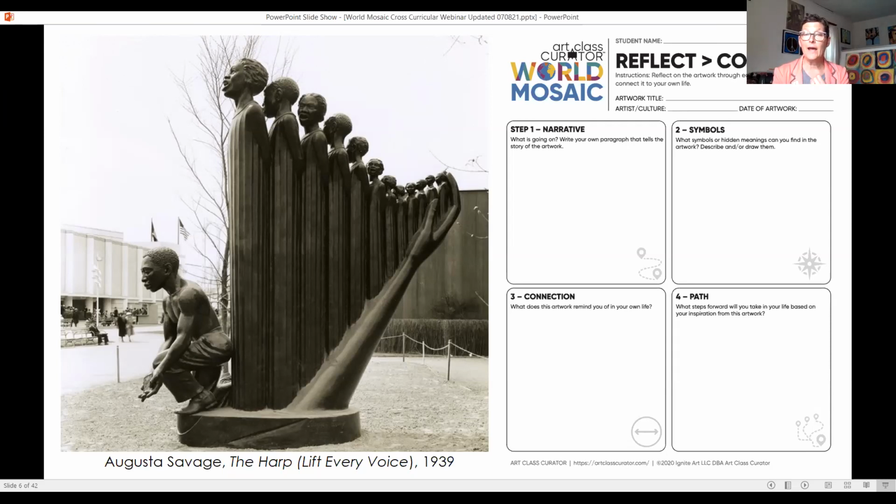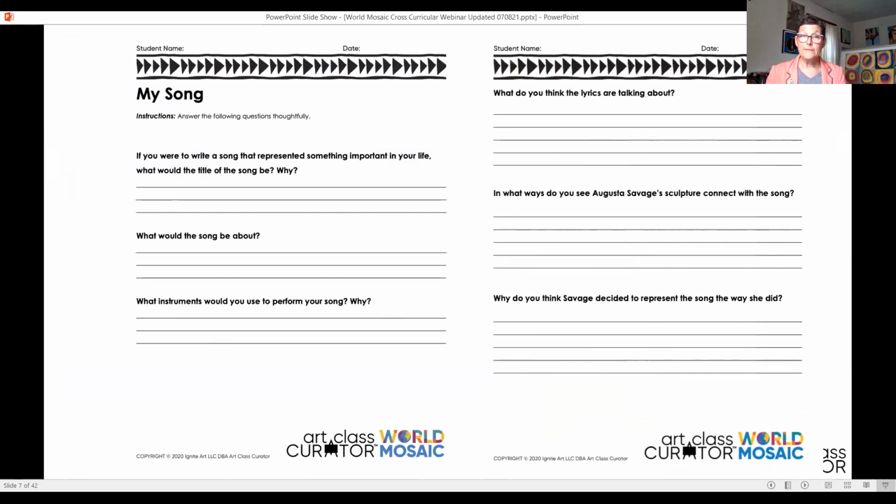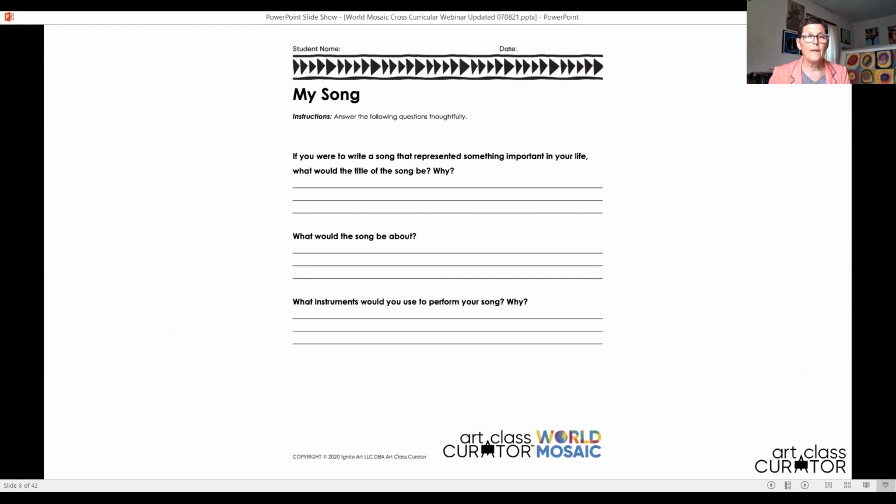But how we speak and how we talk and discuss, this is definitely going to have some writing skills as you write down your narrative and write down your symbols. And so there's going to be some language arts connections. This is another activity that is specific to the harp, and this is talking about my song. And so it gives students an opportunity to talk about what would your lyrics be, and how would you connect it to your life, and what would your song be about, and maybe you're talking about the instruments. And so again, this is another time that they're going to be able to take their thoughts and write them down. A little bit more on my song.